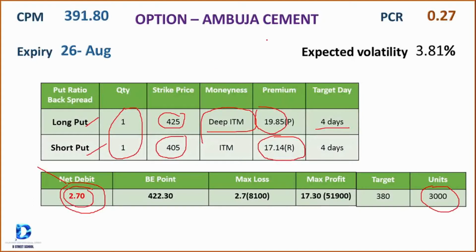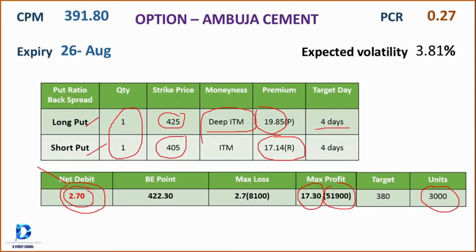If the market doesn't work in our favor and it expires at the 420 or 430 level, obviously this is the maximum loss we incur using this strategy. If the stock achieves our target, the 380 level, what would be the profit we will make? Simple. 17 rupees 30 paise on premium we book as profit. So overall, 51,900 rupees we will be booking as profit if Ambuja Cement comes down 12 points. Minimum 12 points. If it reaches 380, we will be booking 51,900 rupees.